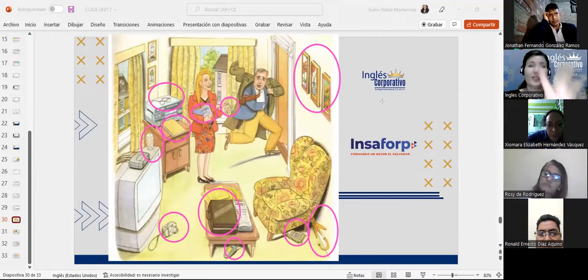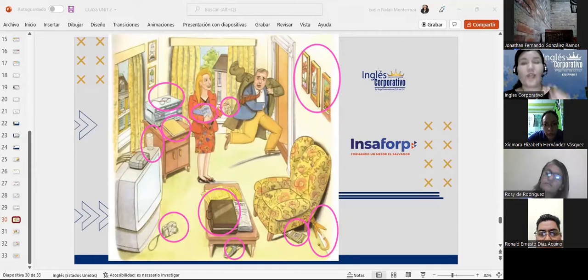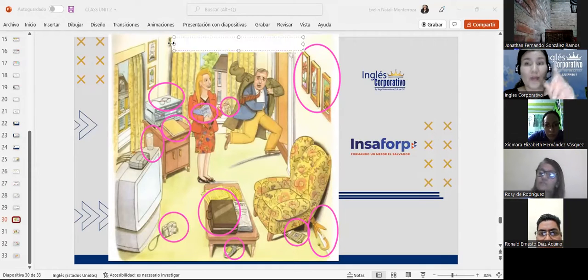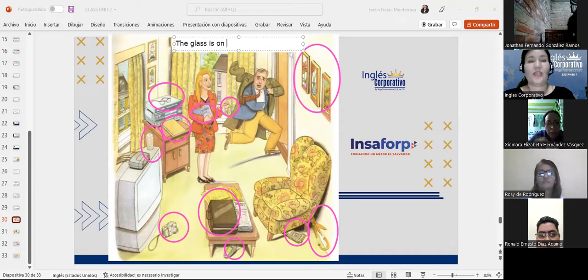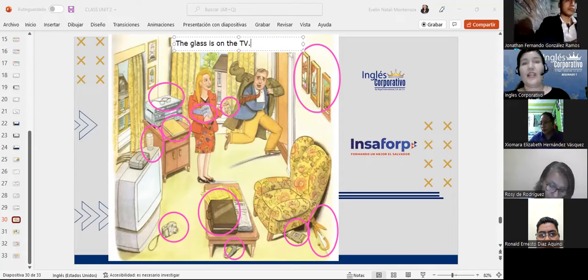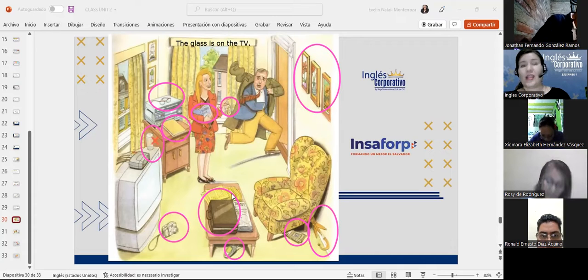Aquí tenemos los objetos y dónde están. Lo que necesito que ustedes hagan son las oraciones. So, le voy a hacer la primera, del vaso. Say, the glass, sigamos la estructura que les acabo de enseñar. The glass is on the TV, porque está sobre la tele. The glass is on the TV. Esta ya está lista, porque ya está hecha.